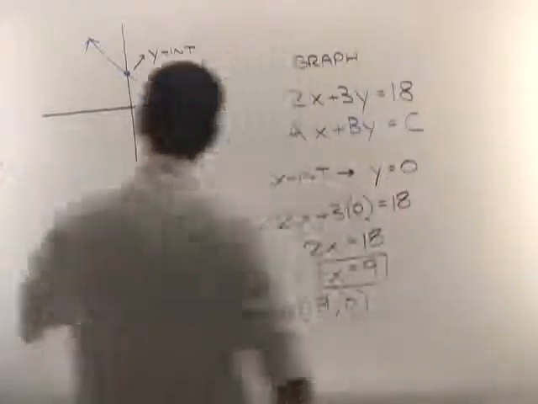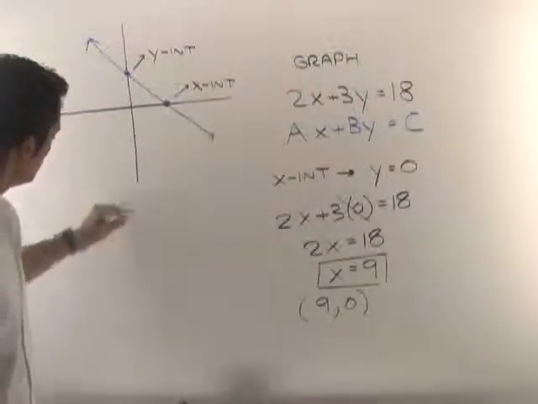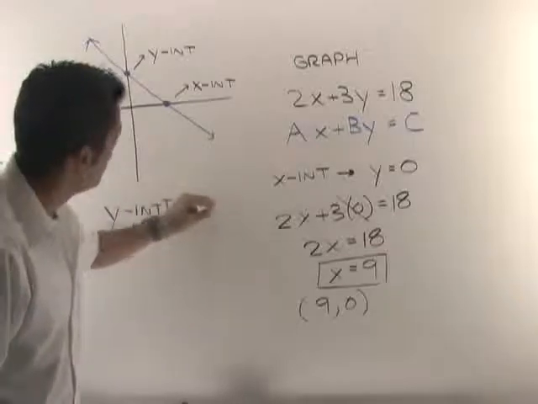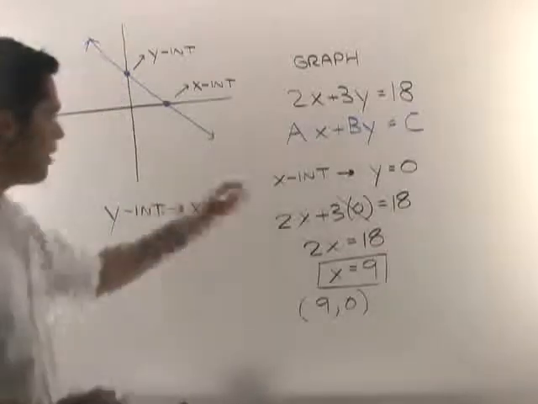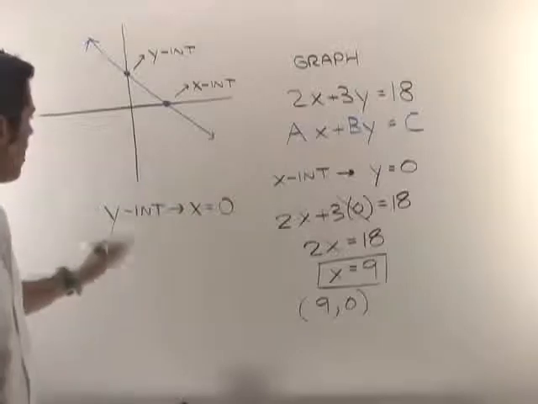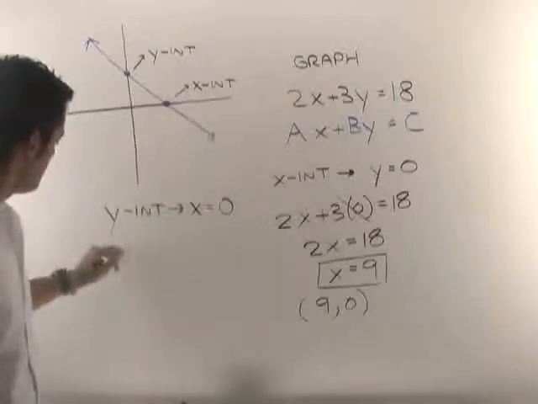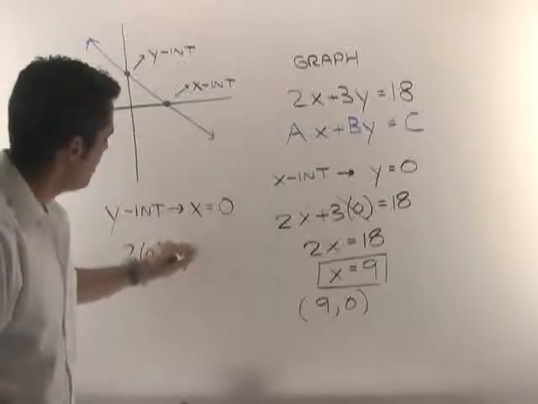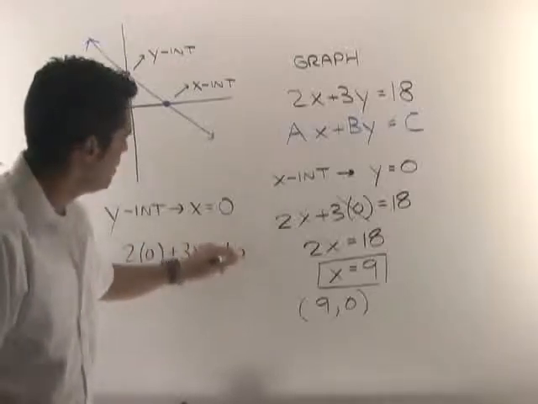Now to find the y-intercept, what we're going to do is set x equal to 0. And this is what you always do when you're trying to find x and y-intercepts. So now I rewrite the equation. I replace my x with 0, plus 3y equals 18.